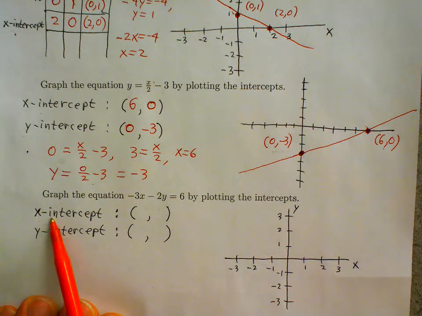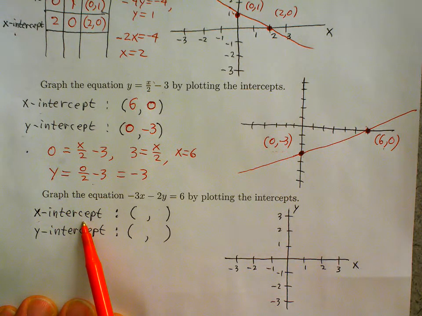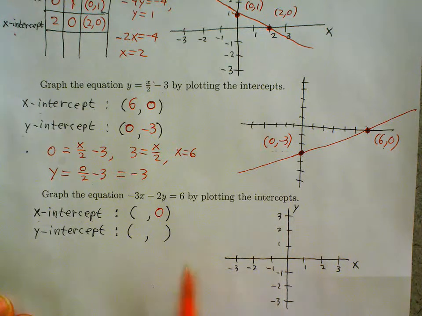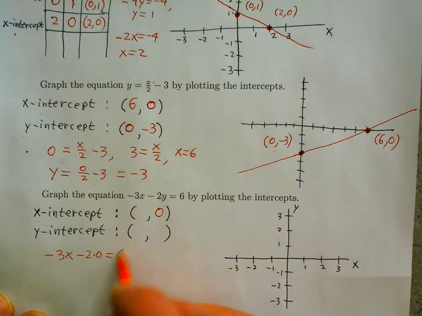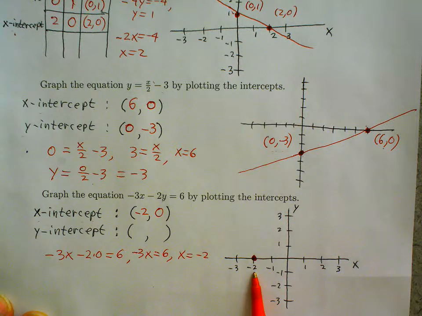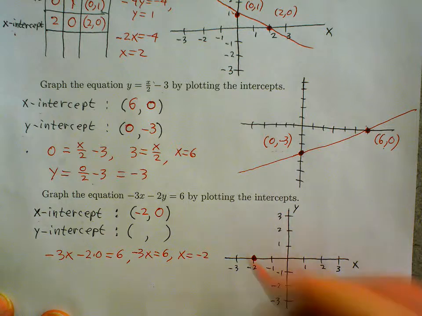So to find the x-intercept, what do we do to find the x-intercept? We remember the y-coordinate is 0. And so in the equation, replace y with 0. So we get negative 3x minus 2 times 0 equals 6, or negative 3x equals 6. Divide both sides by negative 3, we get x equals negative 2. Okay, so the ordered pair negative 2, 0 is the x-intercept. So label it negative 2, 0.